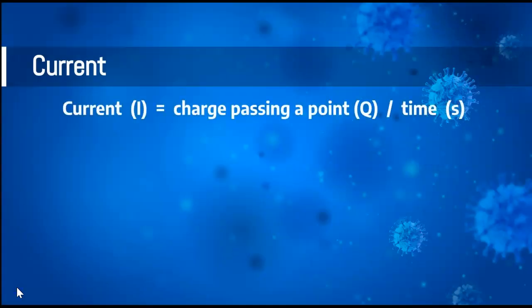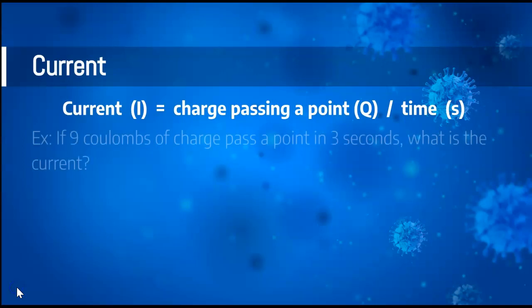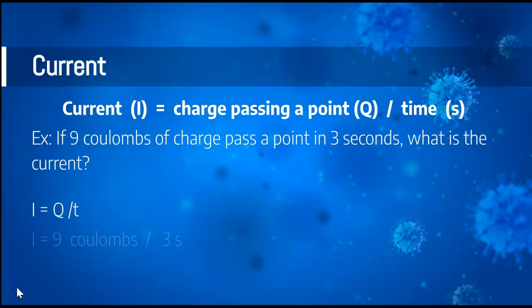Now let's look at an example. So again, current I is equal to the charge passing by a point, Q, divided by time in seconds. Now let's say, for example, we have 9 coulombs of charge pass a point in a circuit in 3 seconds, what's the current? Well, I is equal to Q divided by T. So I is equal to 9 coulombs divided by 3 seconds, which is equal to 3. So 9 divided by 3 is 3. That means that the current at that particular point in the circuit is 3 amperes.